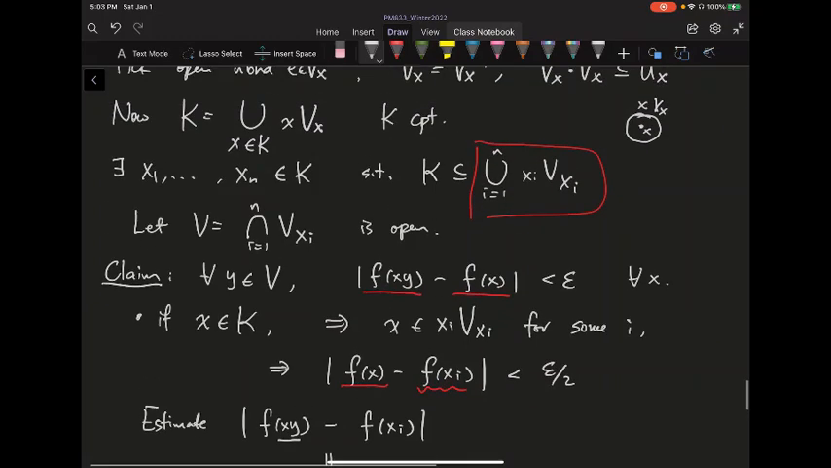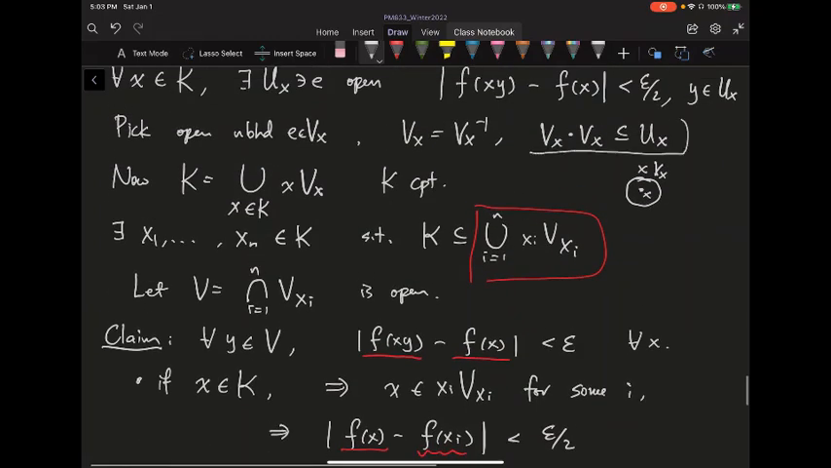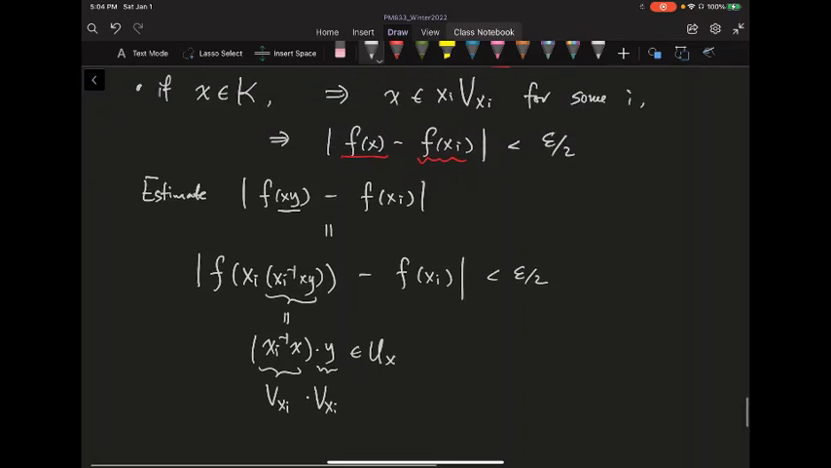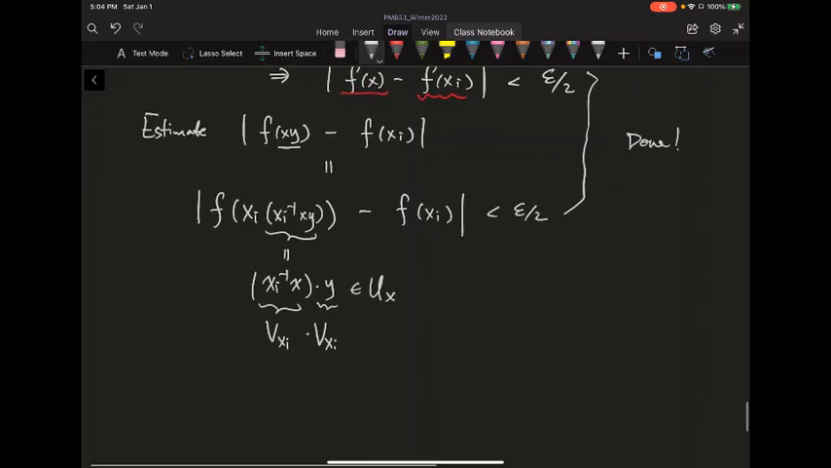And because we picked v of xi so that when you have two copies of them and you multiply them, it's still inside this neighborhood ux, you get something that's inside ux. And whenever you translate inside ux, by the definition of ux, you get something within epsilon over 2, okay? So there we go. Because of that, you do the triangle inequality and you're done. This is done, and this is the case when x is inside k.